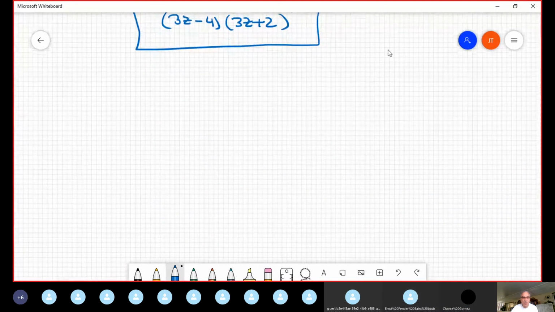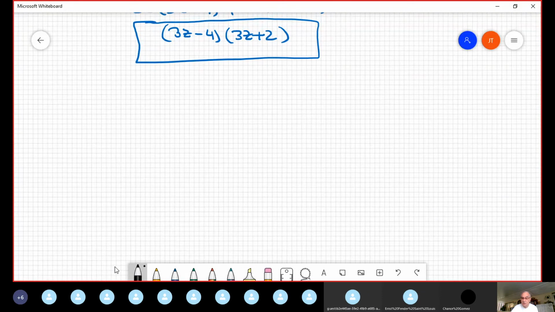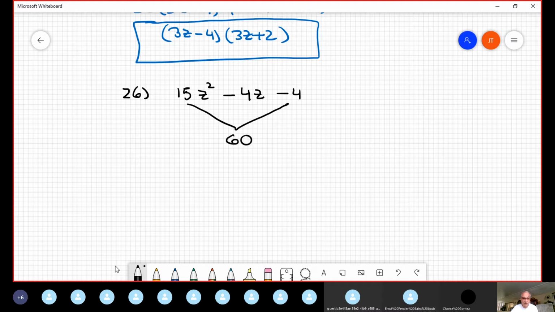Okay. Let's move on to 26. 26 is similar: 15c squared minus 4c minus 4. Okay, your multiplication, 15 times 4 is 60. Remember, I don't care about the sign. I try to find the combination. Two numbers that multiply to give me 60, and somehow, when you add or subtract, give me 4.